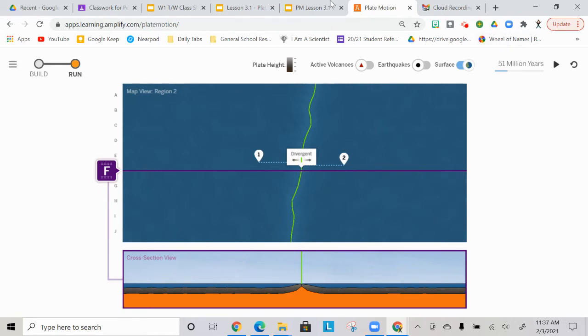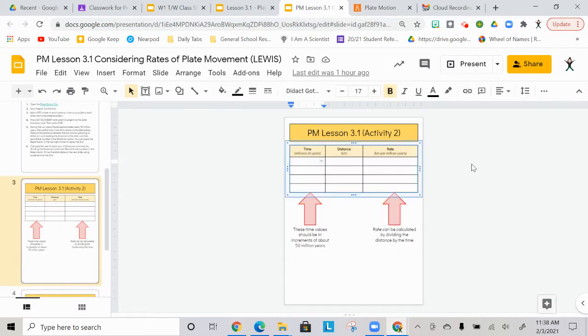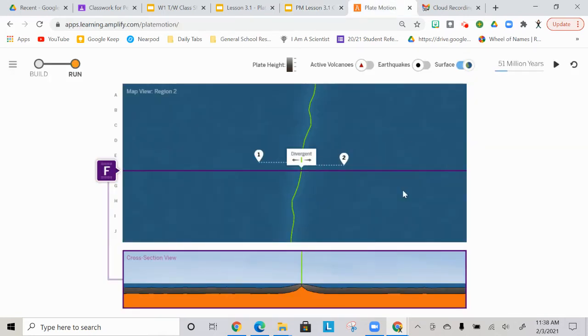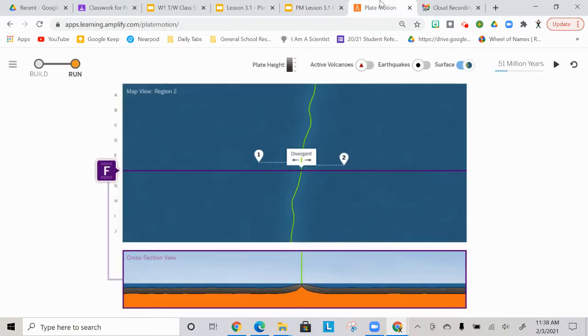51 is close enough, but what I need to do is in the first column of my data table on slide 3, instead of saying 50 million years, I need to write 51. So it's okay if you're off by a million or 2 years here, but you just need to make sure to record the accurate number in your data table.